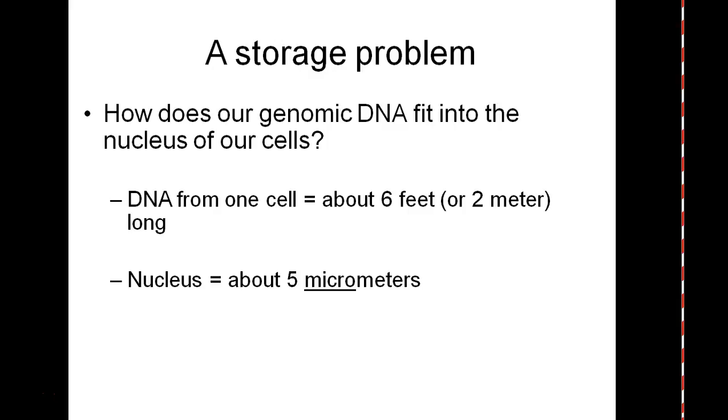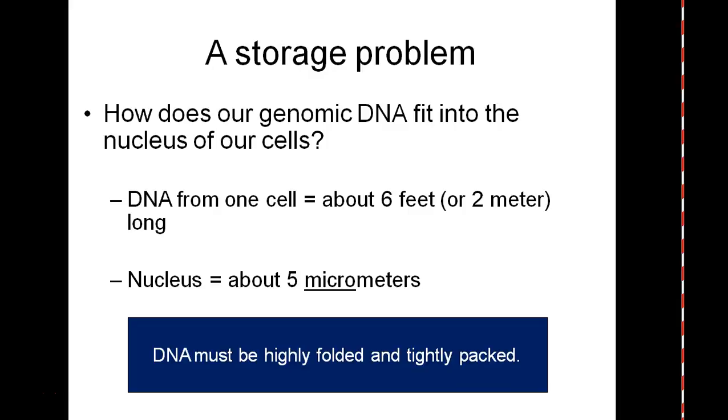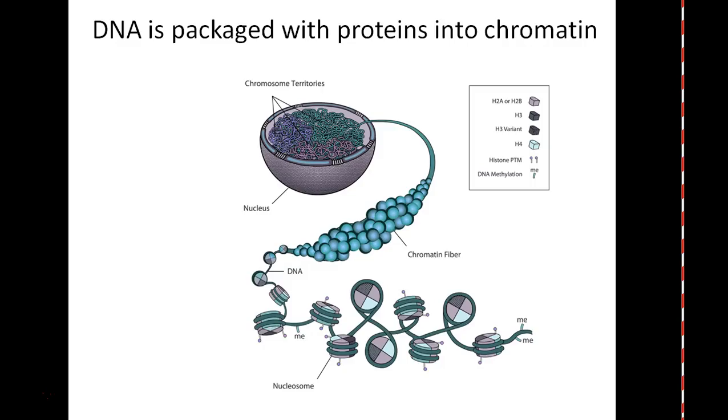Packaging, that's the keyword for this entire lecture. So DNA must be highly folded and tightly packaged. Here we have a very general schematic overview of how DNA is packaged into eukaryotic chromatin. This is showing a eukaryotic cell nucleus, which looks like a bowl full of spaghetti noodles, and you may see it as highly disorganized DNA, but in fact it's not.